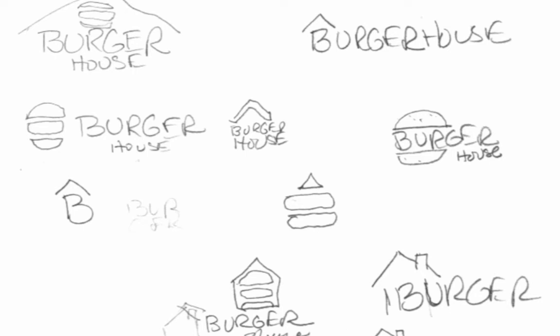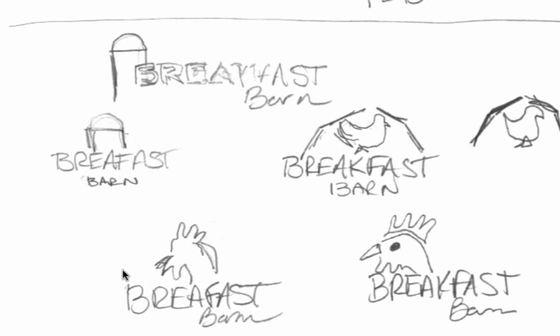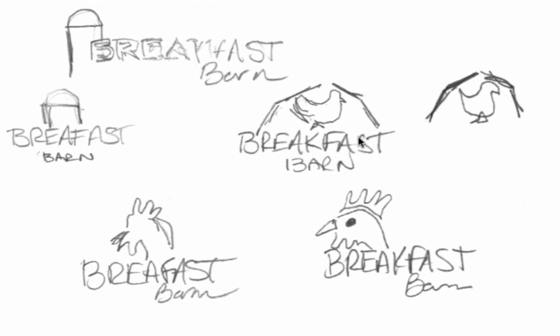Maybe you want Burger in a big kind of font, and then House scripty, just figuring that out, so that if you know you're going to do a bun or a house, then we're going to draw that when we get into Illustrator. Same thing down here, Breakfast Barn. I was thinking of a barn shape, chickens or a chicken head, even a little silo kind of thing. So I worked up some sketches so that when I got into Illustrator, I could lay down Breakfast Barn.